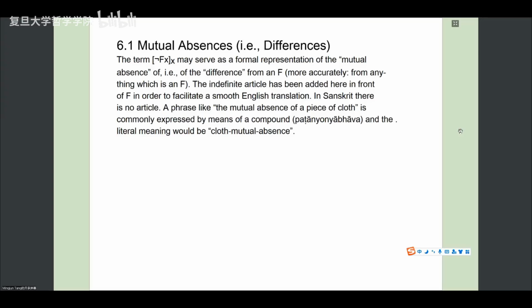And the indefinite article has been added here in front of F in order to facilitate a smooth English translation. In Sanskrit, there is no article. A phrase like the mutual absence of a piece of cloth is commonly expressed by means of a compound, pata anyonya abhava, and the literal meaning would be cloth mutual absence. So keep this in mind, how we formalize mutual absences. Non-Fx, being an x such that x is not an F, this is the difference from an F. So we can take the next slide.